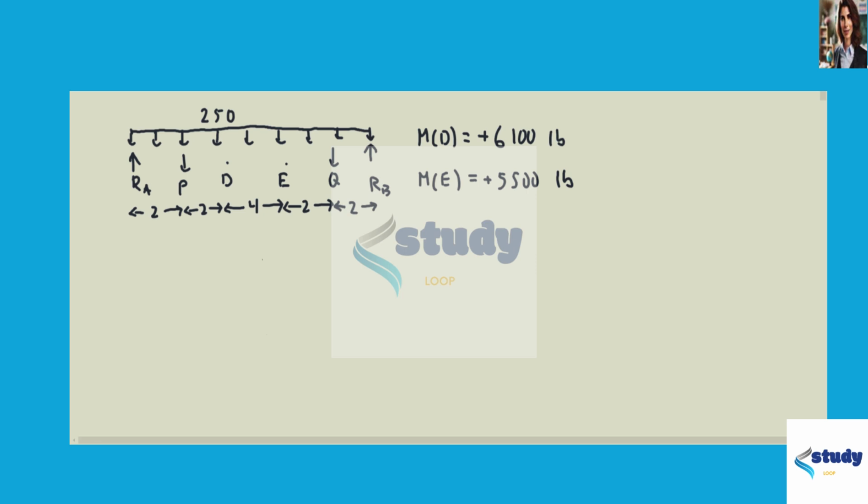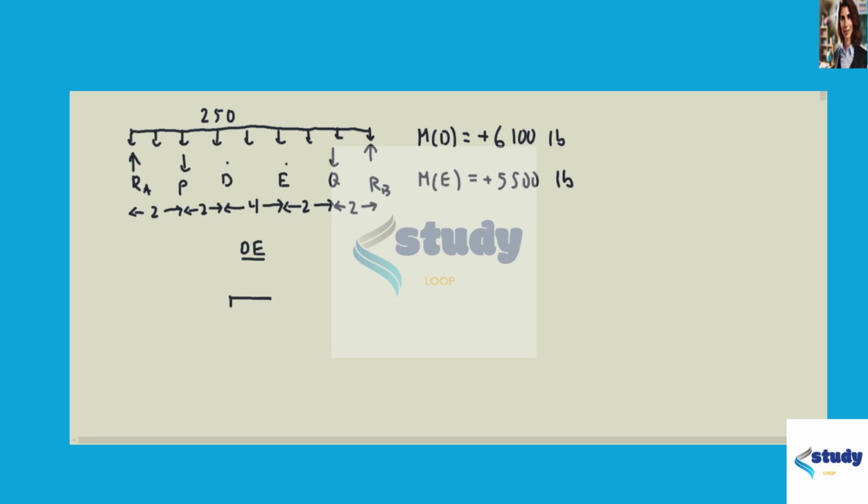What we're going to do here is look at three segments of the beam to find shear forces, unknown forces P and Q, and reaction forces A and B, and then we can draw the shear and bending moment diagrams. So first we're going to look at DE.